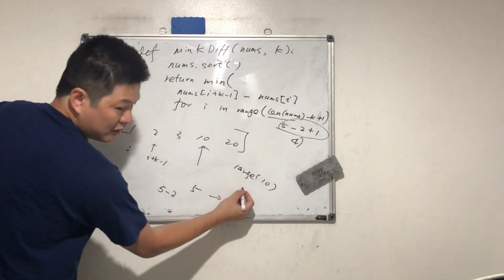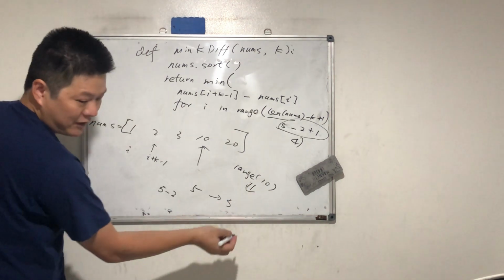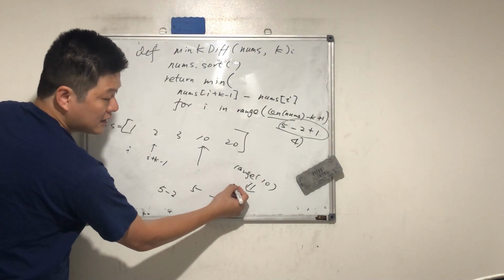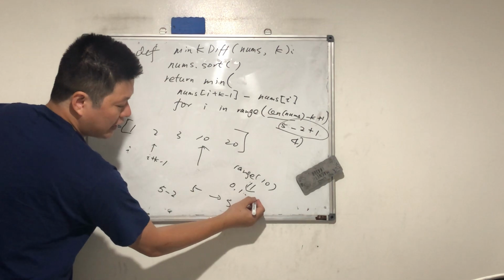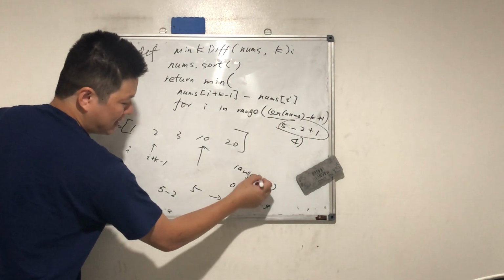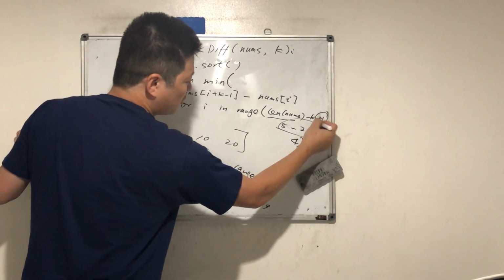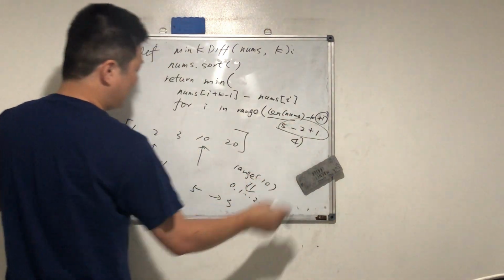Range 10. What does range 10 give us? 0, 1, 2, 3, up to 9. It doesn't include the 10, right? That's why we plus 1. It doesn't include the plus 1. Okay?